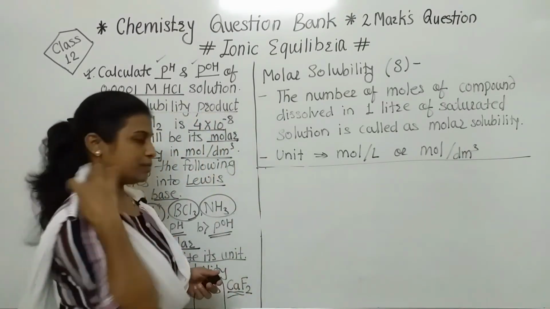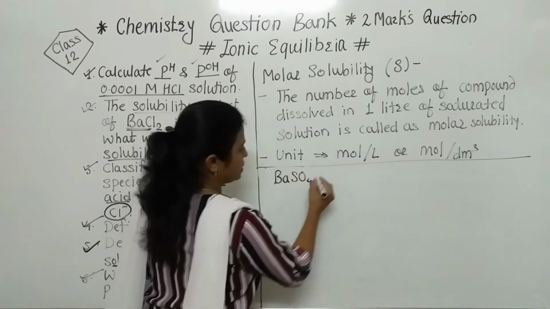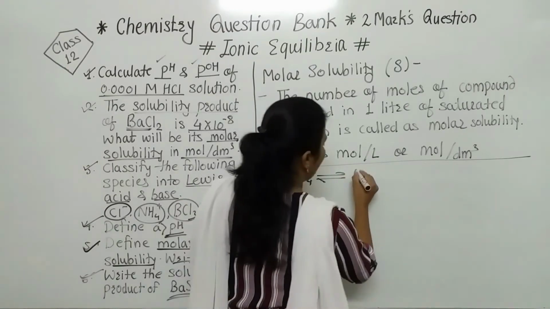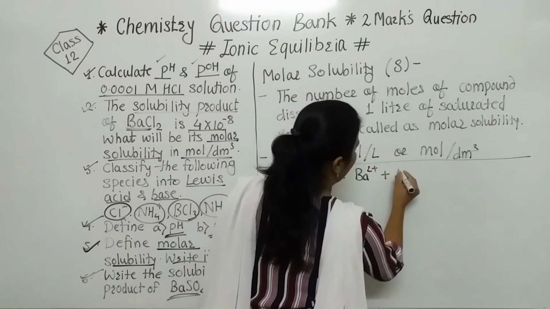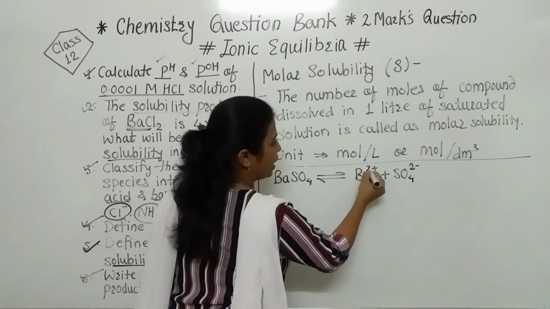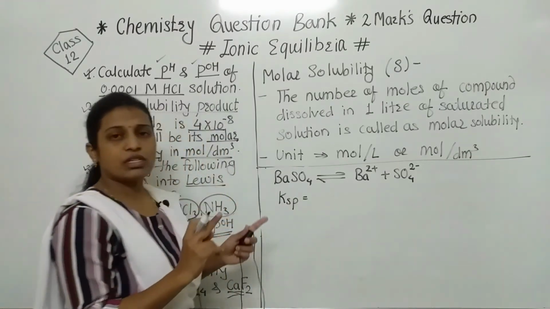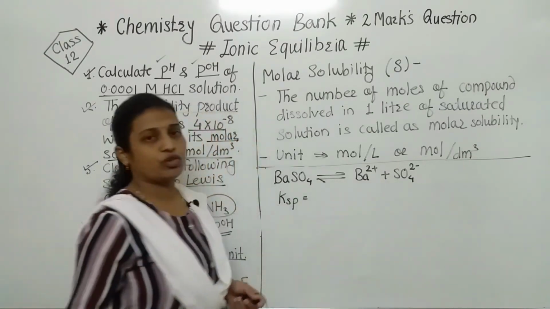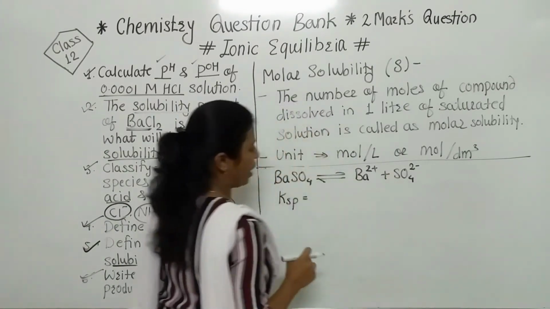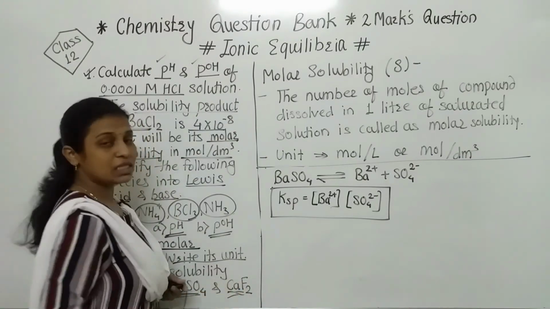Now see how to write it for BaSO4. Firstly we have to ionize it, and when we get the ions, they will be Ba2 plus and SO4 2 minus. Here Ksp is equal to the concentration of cation times the concentration of anion, each raised to the power of the number of ions respectively. So that is Ksp.